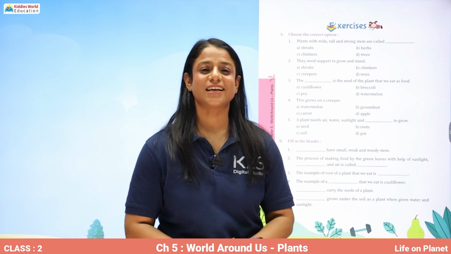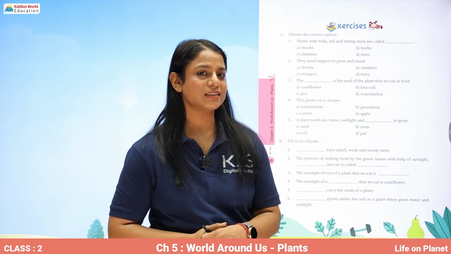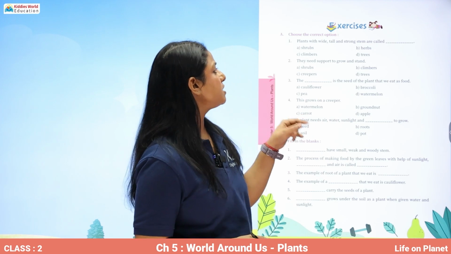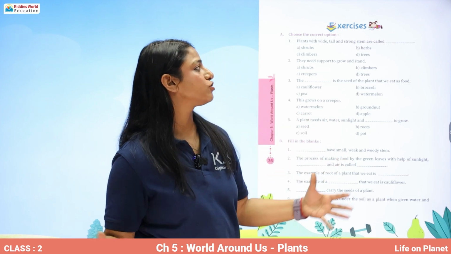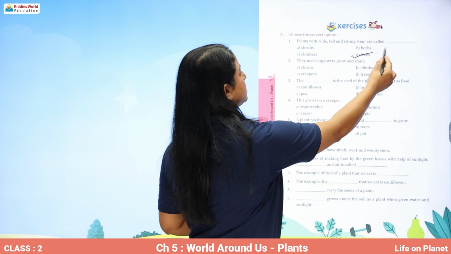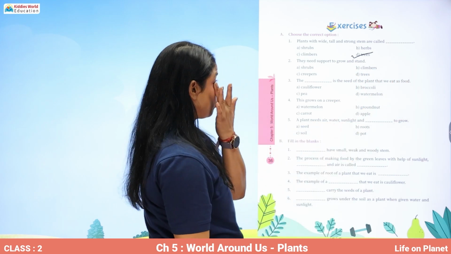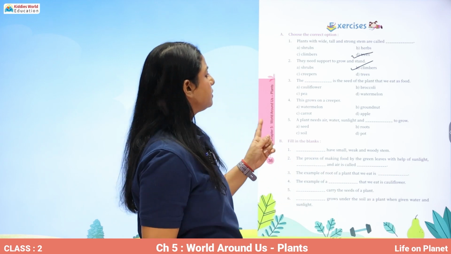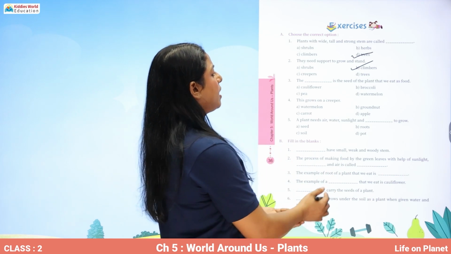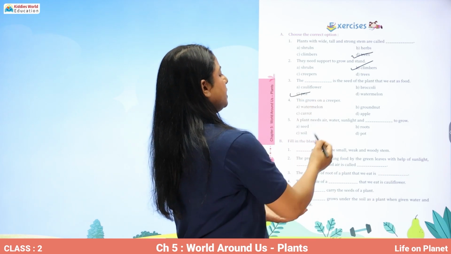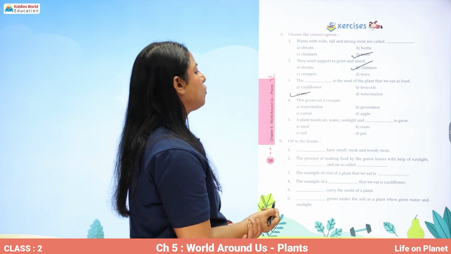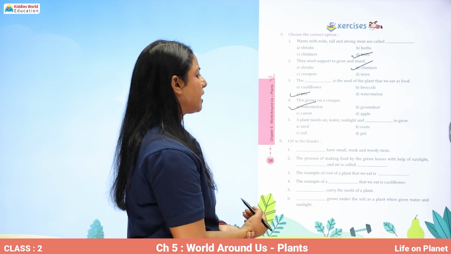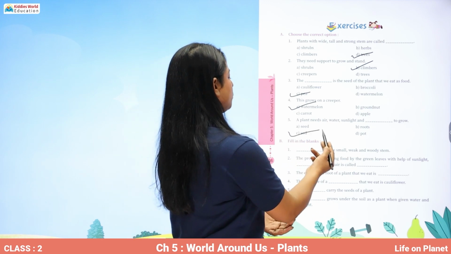Let's complete this exercise and see what we have learnt in today's lesson. You have to choose the correct option. Plants with wide, tall and strong stems are called trees. They need support to grow and stand. Climbers. The dash is the seed of the plant that we eat as food. Pea plant. This grows on a creeper, watermelon. A plant needs air, water, sunlight and soil to grow.